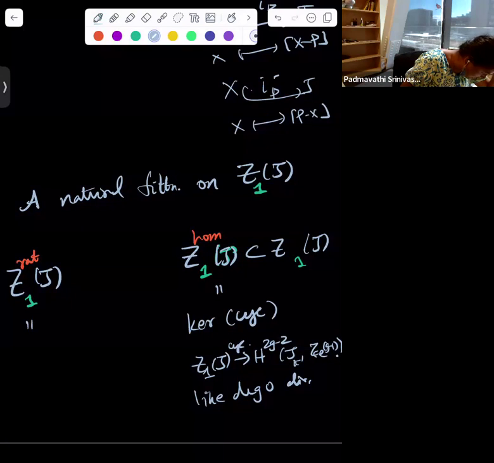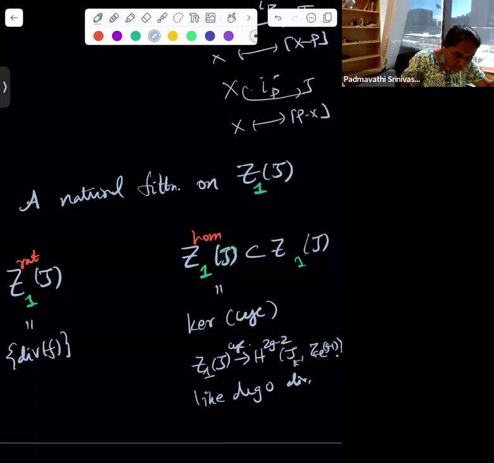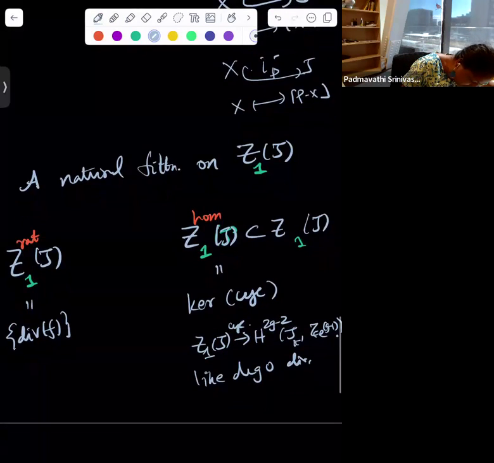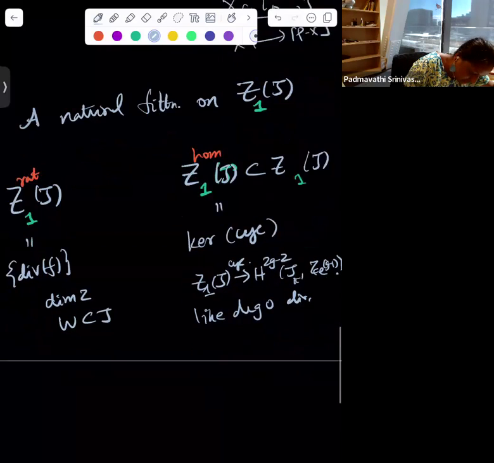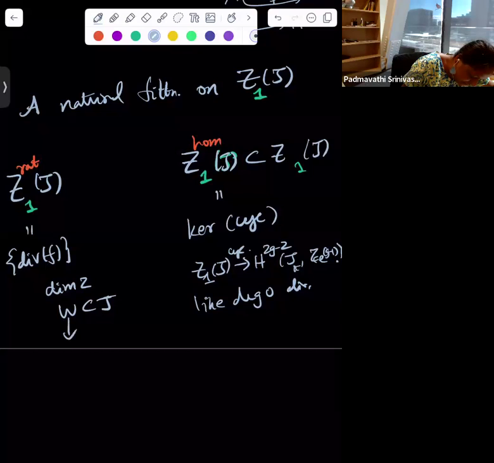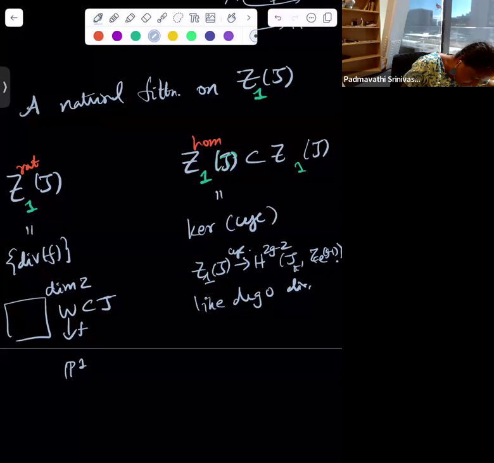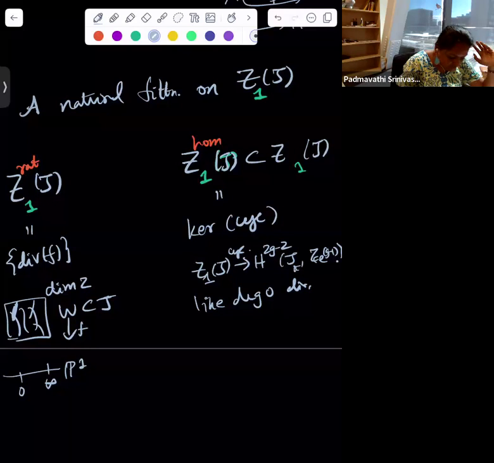these are cycles generated by divisors of functions, but now functions not on all of J, but functions on two-dimensional subvarieties inside the Jacobian. You pick a two-dimensional subvariety, pick your favorite function to P1, and now if you look at fibers, if you pick 0 and infinity, your fibers are going to be curves, and maybe you get some fat curves, and so on, right? So similarly, it's generated by things like this.